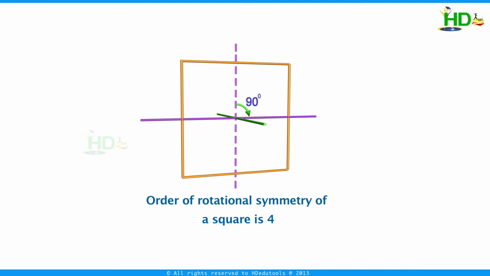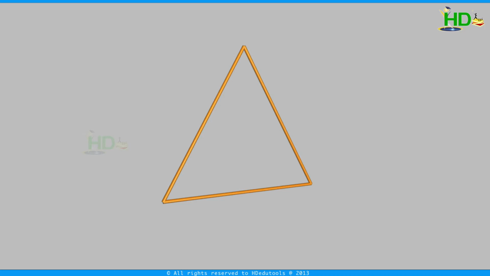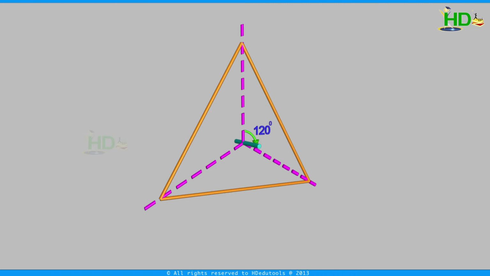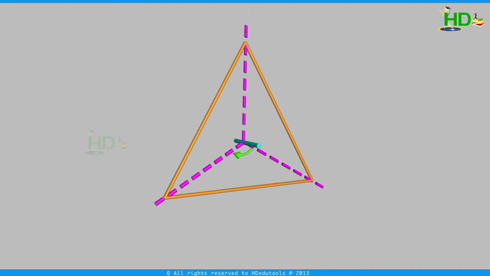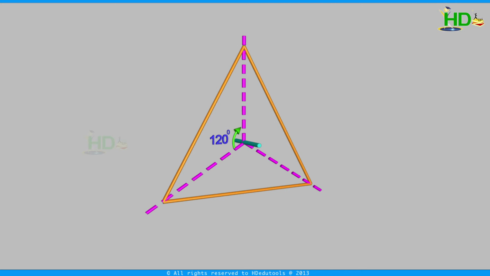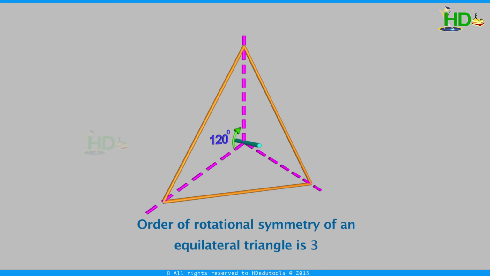Similarly, in the case of an equilateral triangle, now this is the rotational axis of symmetry. For every 120 degrees of rotation, we get the symmetry. By rotating this triangle by 360 degrees, we get exactly the symmetry 3 times. Therefore, the order of rotational symmetry of an equilateral triangle is 3.